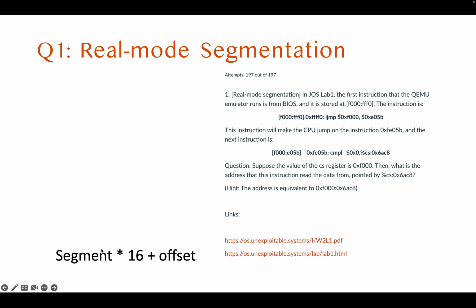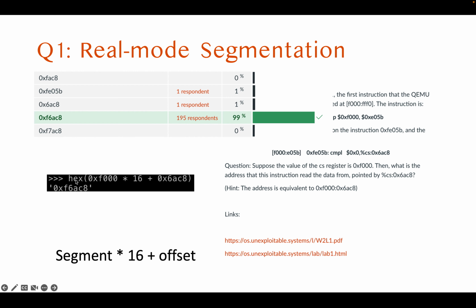That's very simple. Segment multiplied by 16 and then add the offset. And because we are computer scientists, we don't have to calculate this by hand. We can use Python: F000 multiplied by 16 and then add the offset, and we get F6AC8. From the selections, we can see the correct answer here. And 99% of the students, 195 out of 197, got the answer correctly.